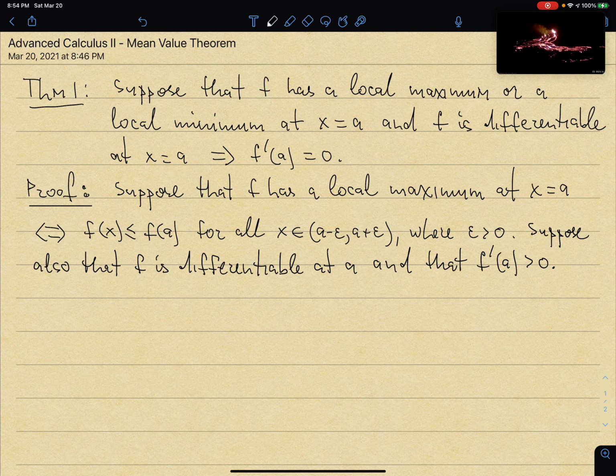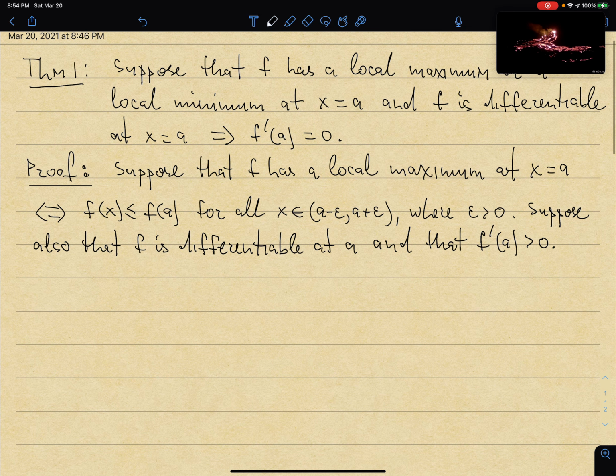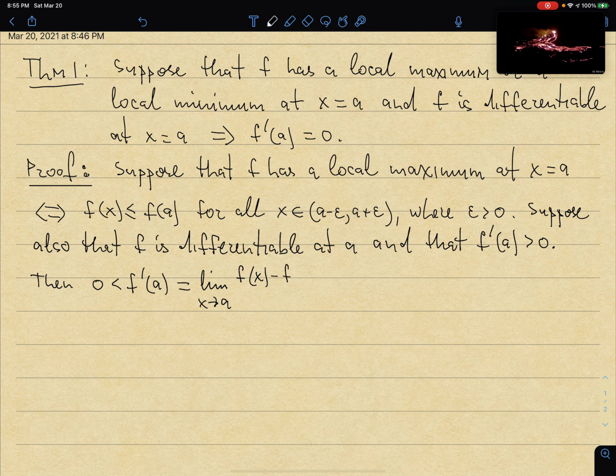All right, so then if this is true, now what is f prime of a? So we have 0 less than f prime of a. What is f prime of a? That's a limit: as x goes to a of f of x minus f of a, divided by x minus a.